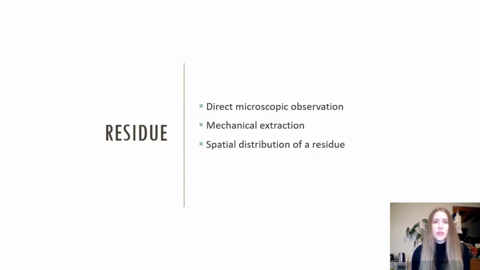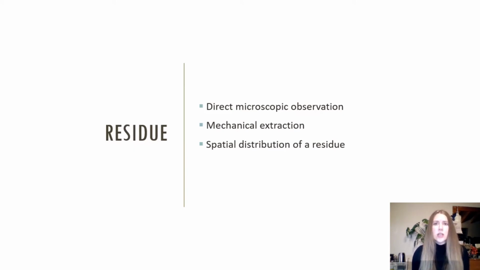Residues, as briefly mentioned before, are related to various material deposits left behind on the surface of stone tools. These can either be interpreted through direct microscopic observation of the lithic piece itself or through mechanical extraction and isolation methods. And then when interpreting residues, spatial distribution is of relevance, and it should be determined whether the distribution of the residue is an isolated incident or a collective incident.